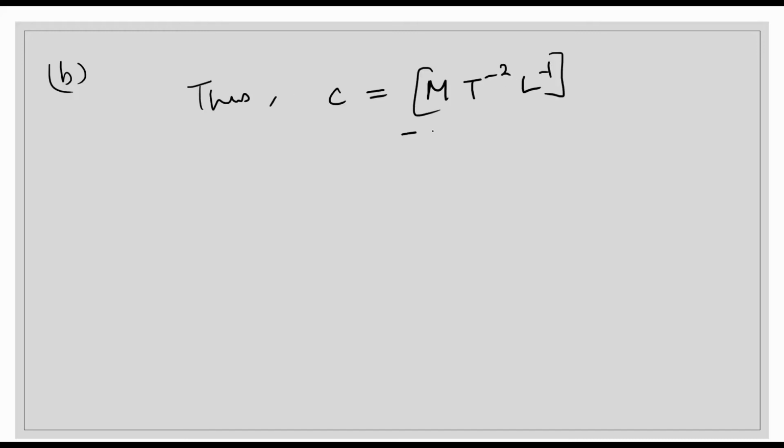Now what is part B? In part B we need to tell what the dimension of the constant is. From the law of dimensional homogeneity, the constant must also have the same dimension as the additive terms. So it will have the same dimension according to the law of dimensional homogeneity.